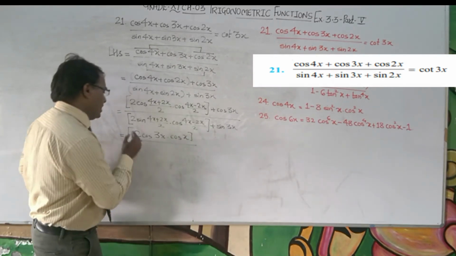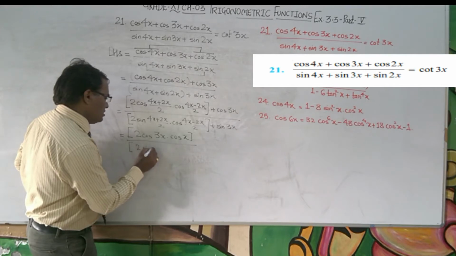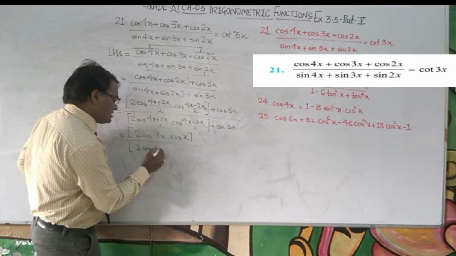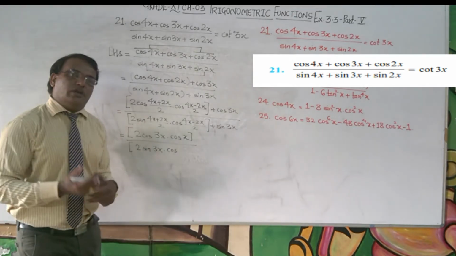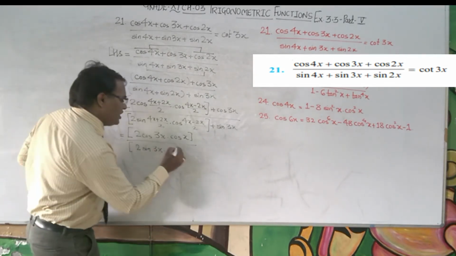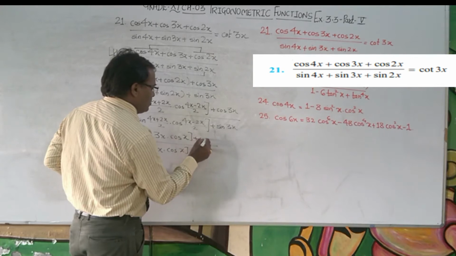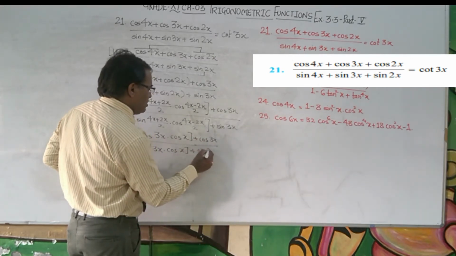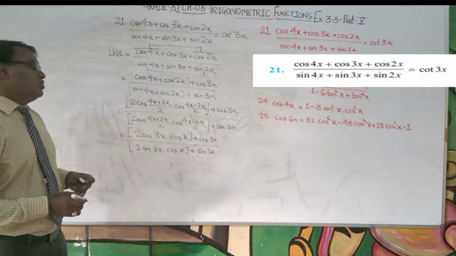Total divided by 2 into sin. 4x plus 2x is 6x, 6x divided by 2 is 3x. Then cos 4x minus 2x is 2x, 2x upon 2 is x. And then what is remaining upside? Plus cos 3x, and denominator plus sin 3x. Now what else can you do?